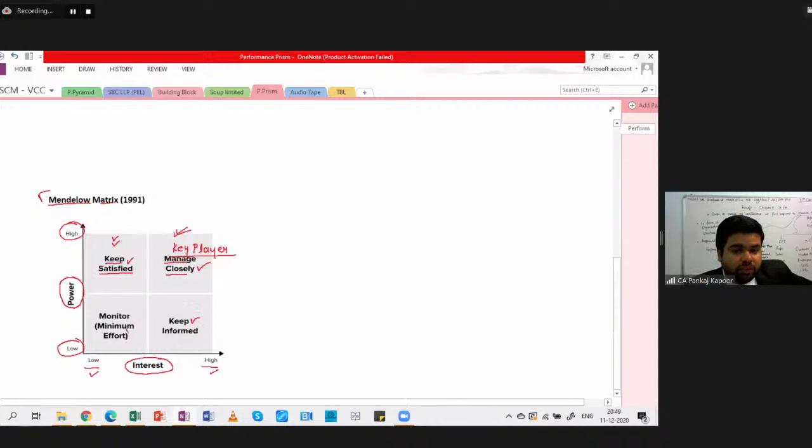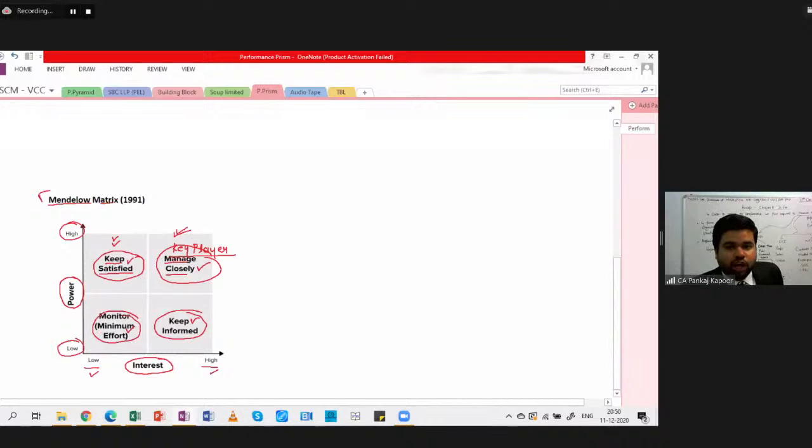Last but not the least, minimum effort. Interest is low, power is low. Take an example of some school. In the case of the school, the owner of the school comes under this category, key player. The student comes under the category of keep satisfied. If they are not satisfied, the revenue will not come. They are the source of revenue. The teacher will come under this particular category, keep informed. And the grade 4 staff will come under this category, minimum effort.